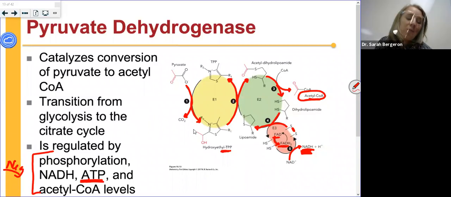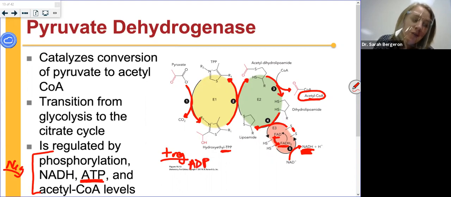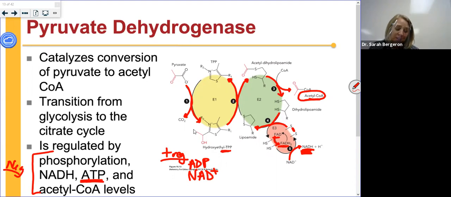So what could some positive regulators be? ADP. What else? NAD+, right? CoA, right? So I'm picking all the opposite things.